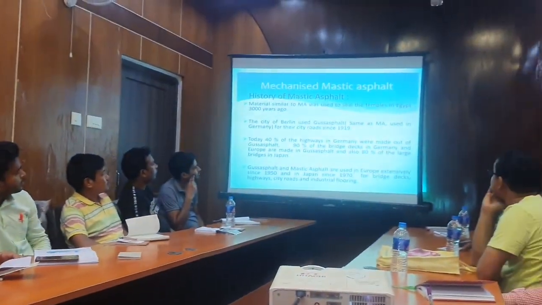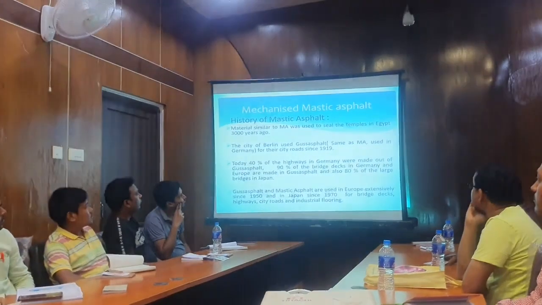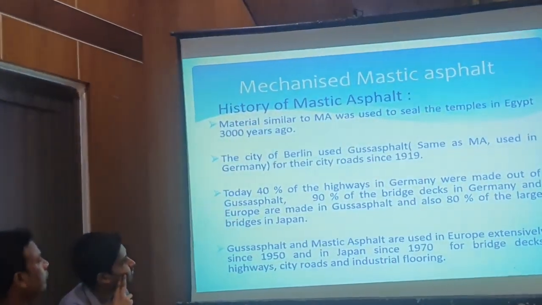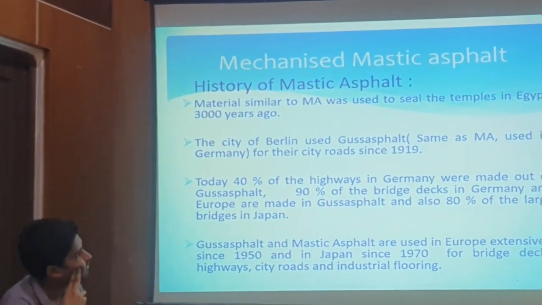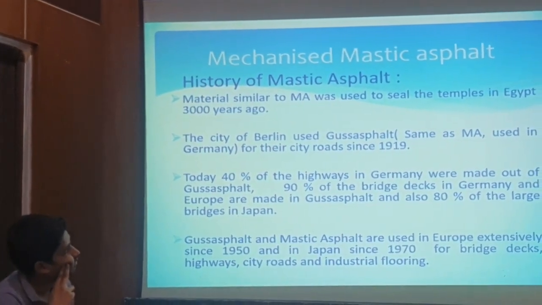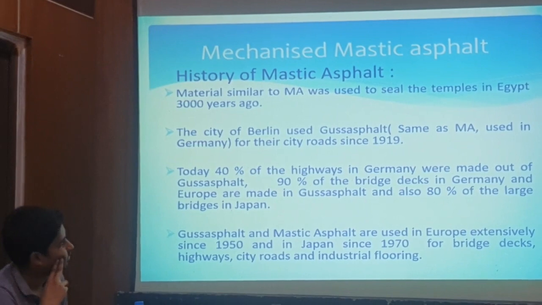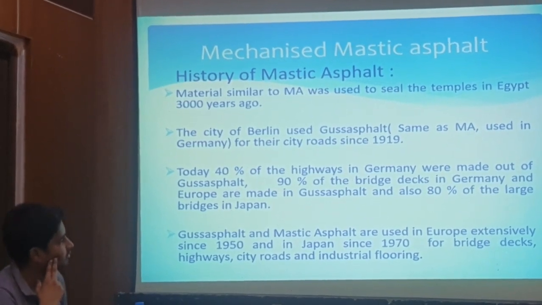This is the history of the mastic asphalt. It was used as a sealant in the temples in Egypt 3,000 years ago. The city of Berlin used gussasphalt. They call it Guss asphalt. I don't know whether I can pronounce it properly as German, as it is used in Germany. However, it is very close to mastic asphalt.